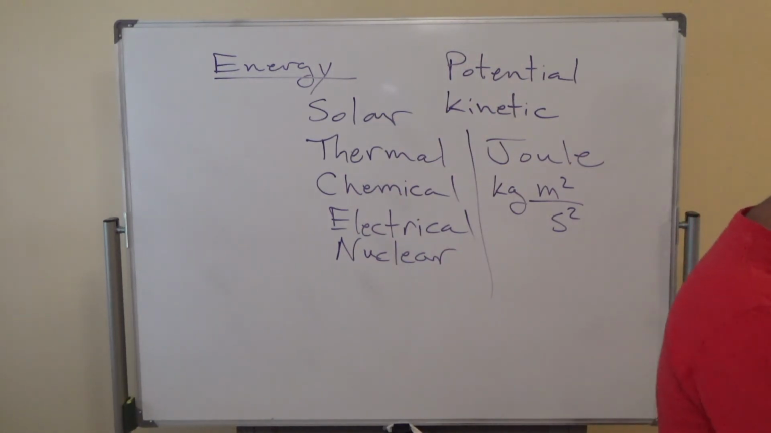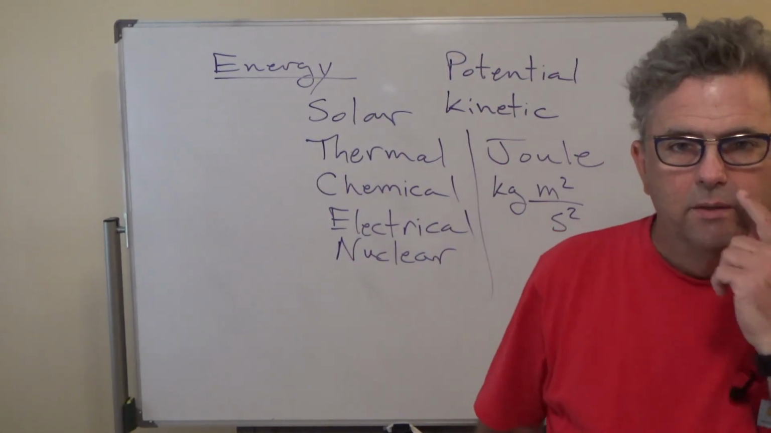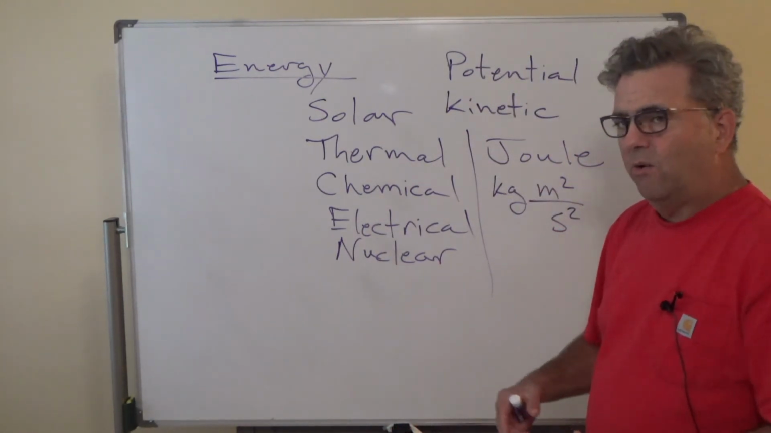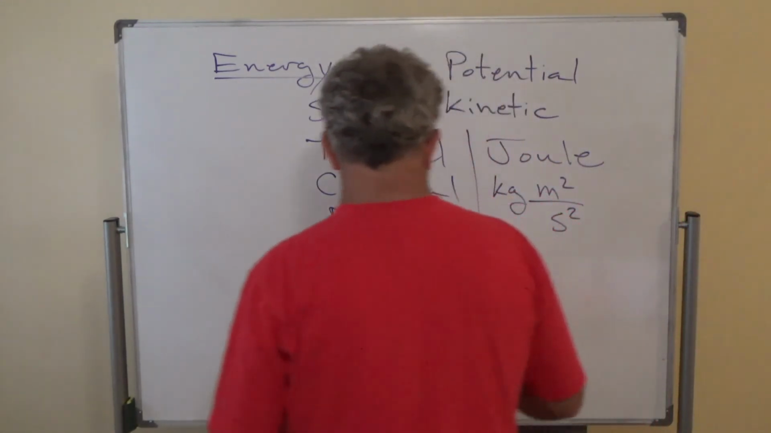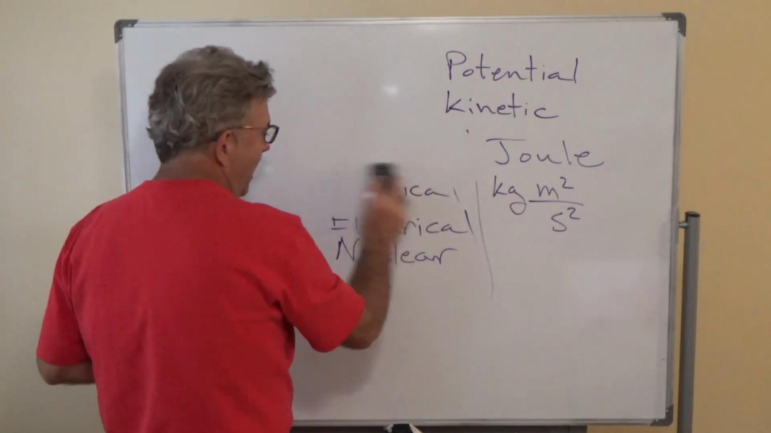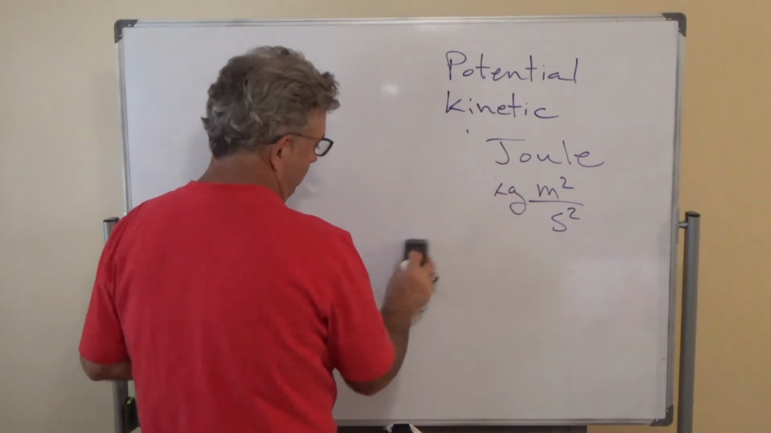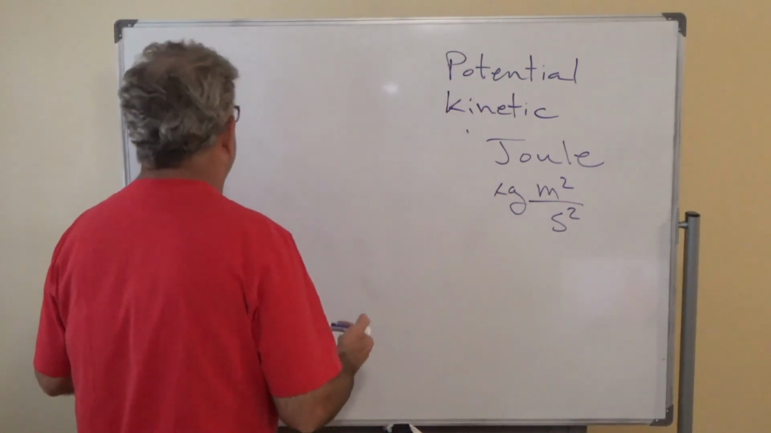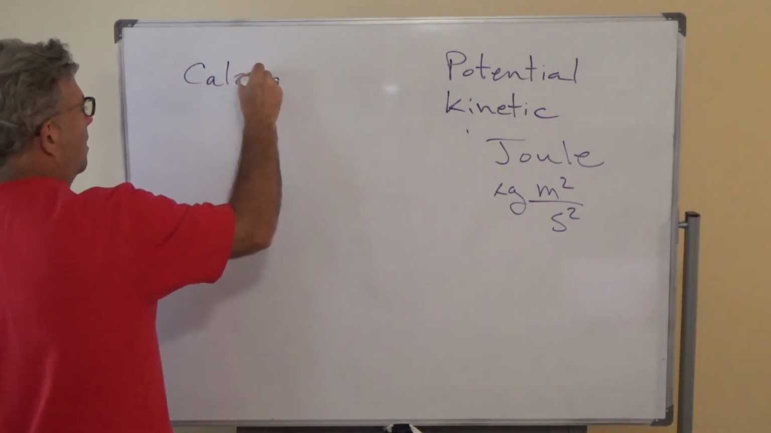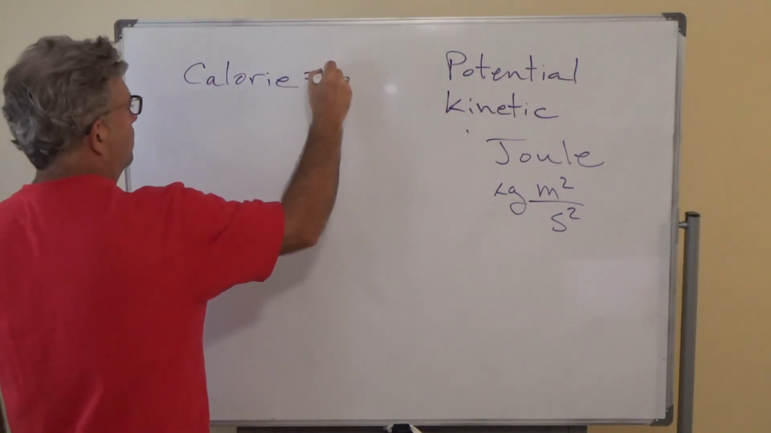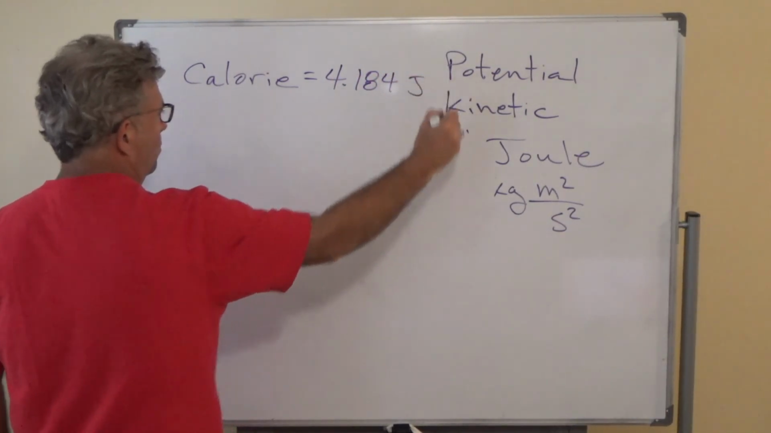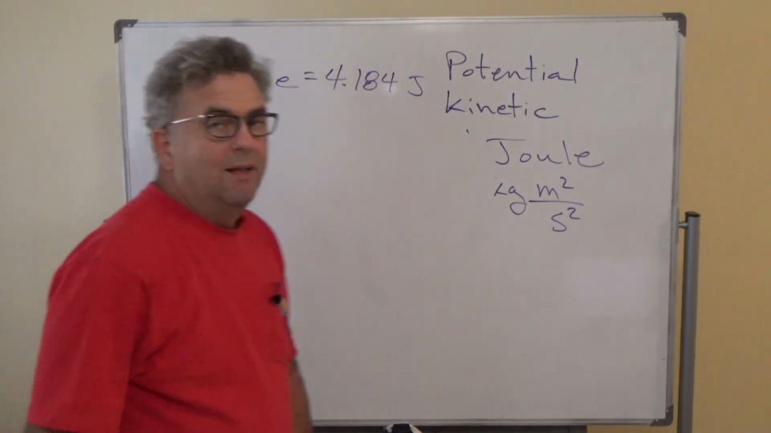A calorie, just to give you a feel for the magnitude of this energy, a calorie is 4.184 joules. Last time I looked, I think that's still the same. So a calorie is equal to 4.184 joules. That's a thermal energy calorie, okay?